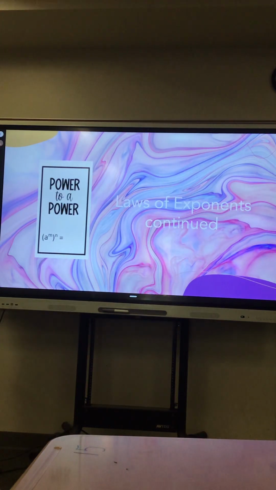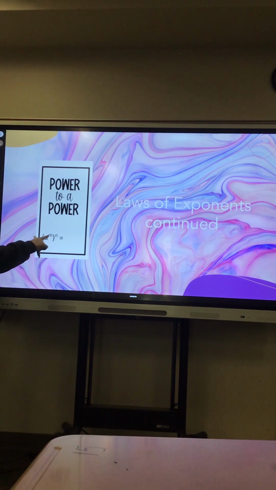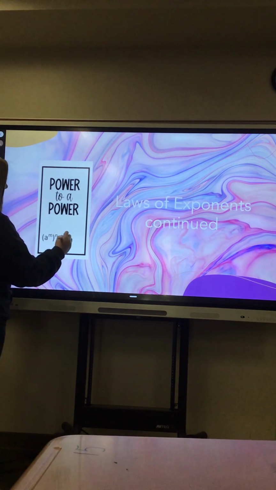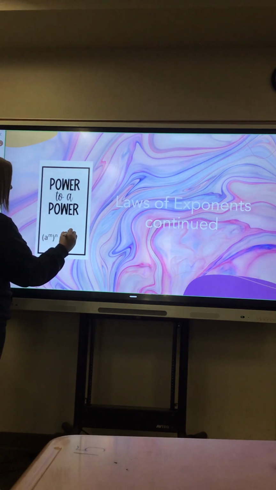This video is going to go over the next section of laws of exponents, or power to power. So when we have a power to a power, that means I have an exponent on the inside of my parentheses and an exponent outside. When this happens, we take our two exponents and we multiply them. So this becomes a, because my base is going to stay the same, to the m times n.